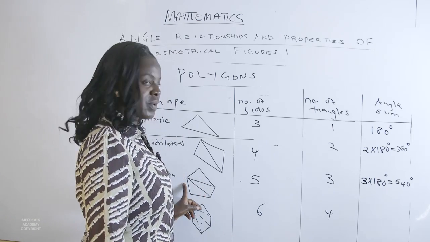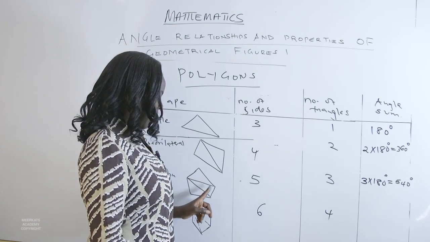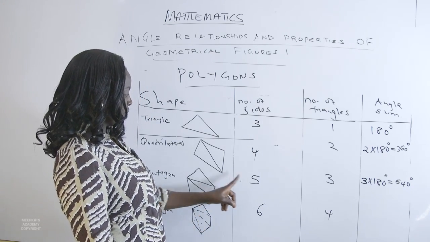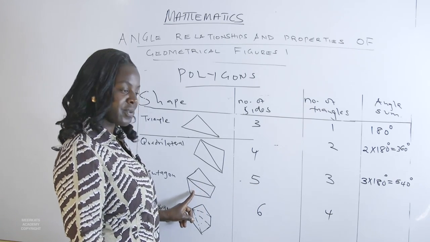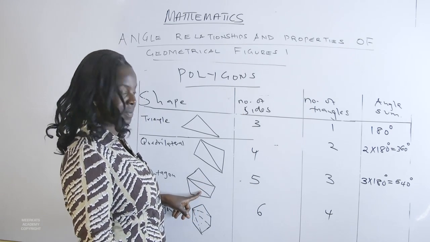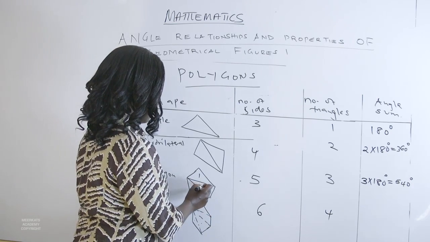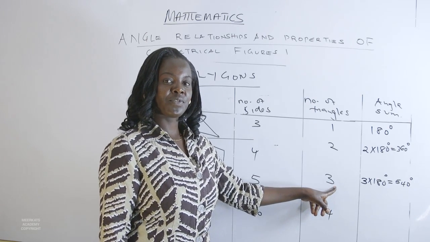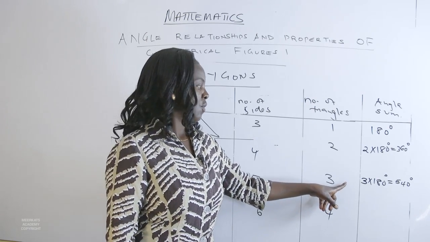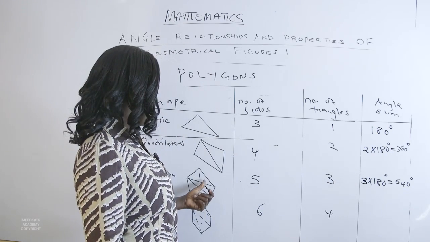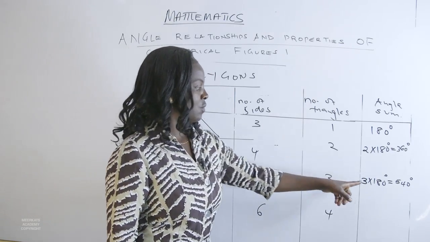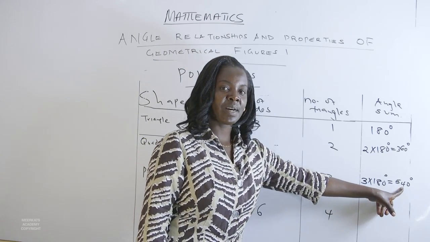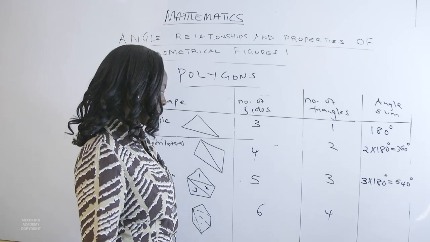Then a pentagon has 5 sides. A pentagon is a 5-sided figure. If we draw it in terms of triangles, you realize that we have 1, 2, 3 triangles. To get the sum of the interior angles of a pentagon, we multiply the number of triangles times 180. So we have 3 triangles, each 180 degrees. So the angle sum of a pentagon is 540 degrees.